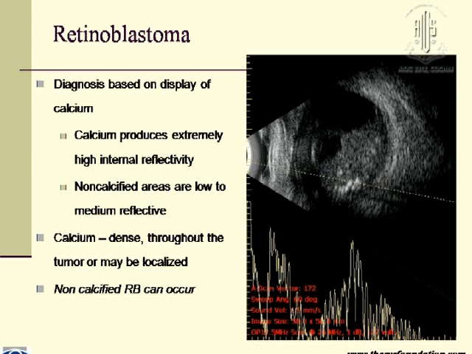The most important feature in retinoblastoma that we look for when we are doing echography is the presence of calcium, because the diagnosis is based on the display of calcium. It does not depend on the histological nature of the tumor or whether the tumor is endophytic or exophytic. If we are able to demonstrate calcium in a mass lesion in a child less than 3 years, you are almost sure that you are dealing with retinoblastoma, but sometimes even lesions without calcification can also occur.